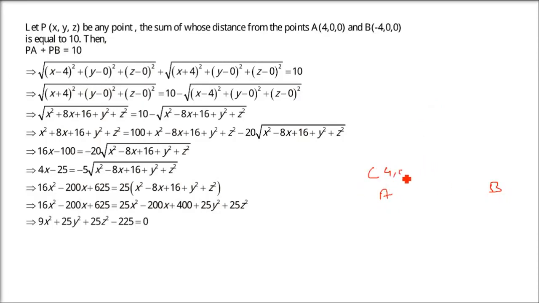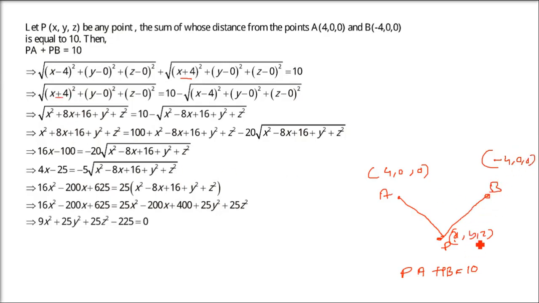So just take the distance of any arbitrary point P. We'll take it as say (x, y, z). This is the distance from A, that is PA, and PB is the distance from (-4, 0, 0), and the sum is equal to 10. So for PA, take (x, y, z): x minus 4 whole square, y minus 0 whole square, z minus 0 whole square, under root. PB will be x plus 4, y minus 0 and z minus 0. Just add them and equate it to 10. So this is the equation you have to make.